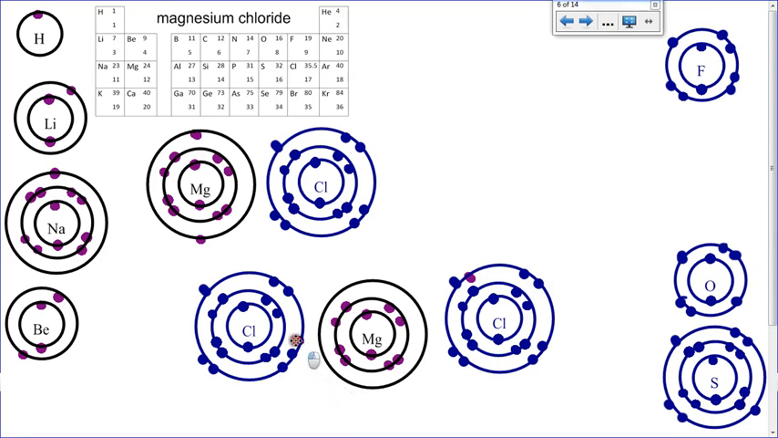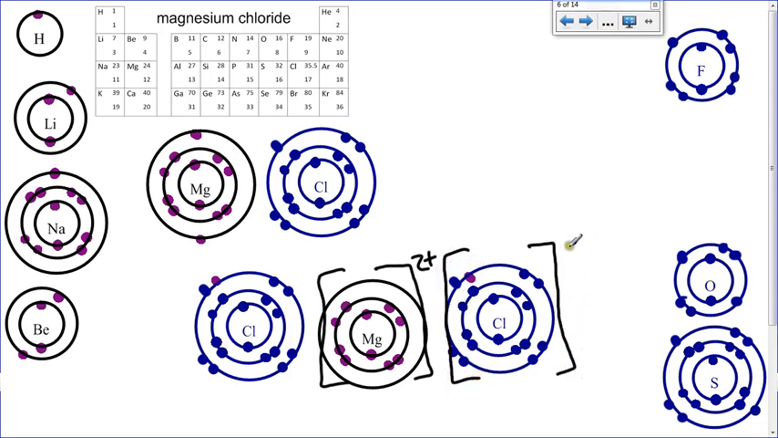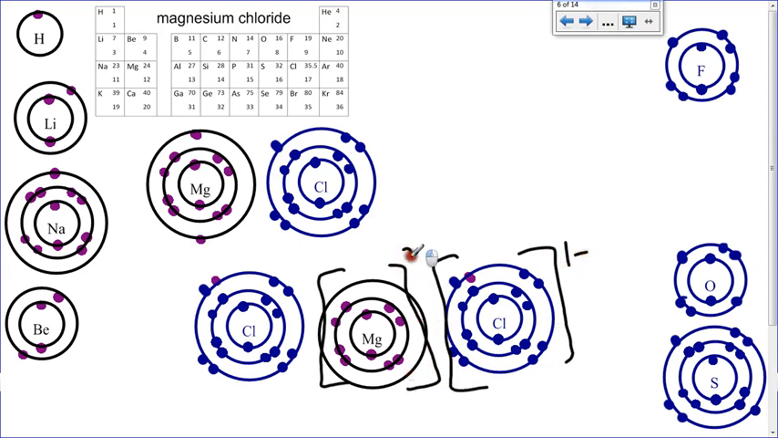It can give away its other outer electron to this chlorine atom. So we've got a 2+ charge here on the magnesium. Whoops, it's a bit messy. So 2+ there. Chlorine here has gained 1 electron, so it's 1-. Chlorine is 1-. And of course this chlorine is also 1-.